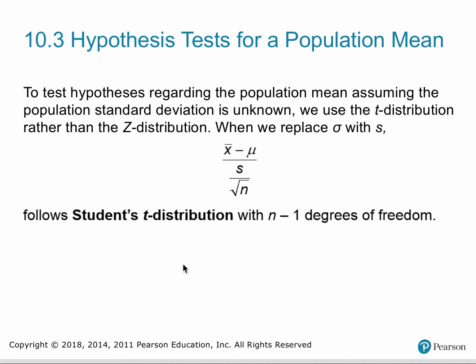Okay, 10.3 is hypothesis tests for a population mean. To test hypotheses regarding the population mean, assuming the population standard deviation is unknown, we use the t-distribution rather than the z-distribution, just like when we were finding a point estimate for the population mean. So when we replace sigma with s, this follows the student's t-distribution with n minus 1 degrees of freedom.